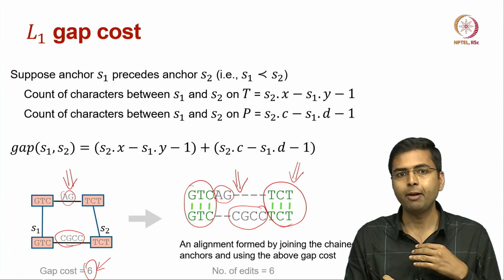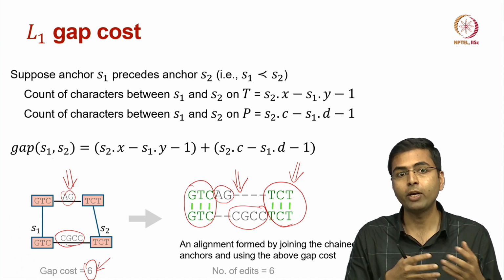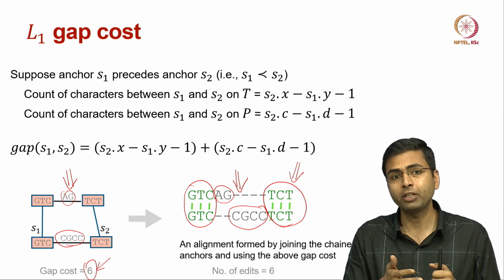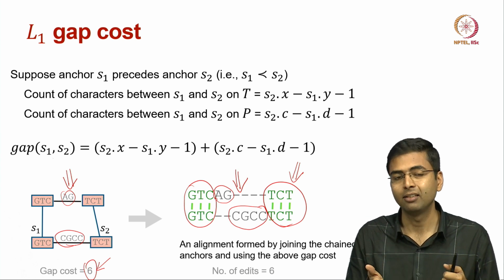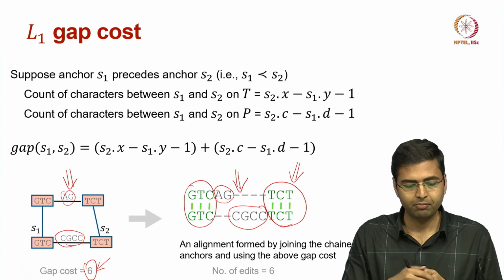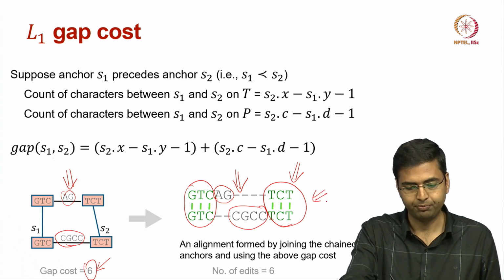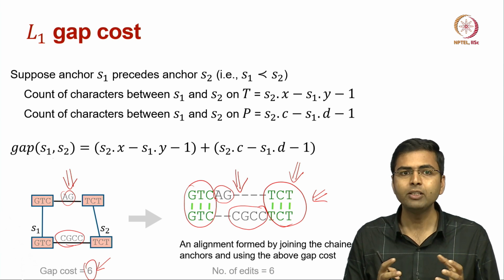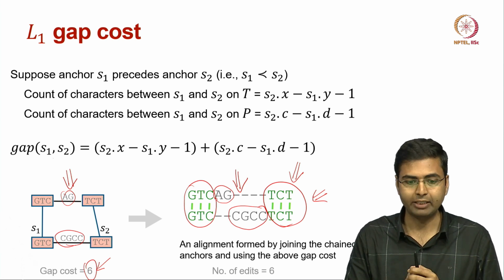So, this is the alignment interpretation of what kind of chain we are looking at, because ultimately what we desire is that the highest scoring chain should also give us the highest scoring alignment back. Now, how do we solve this chaining problem with this gap cost definition?